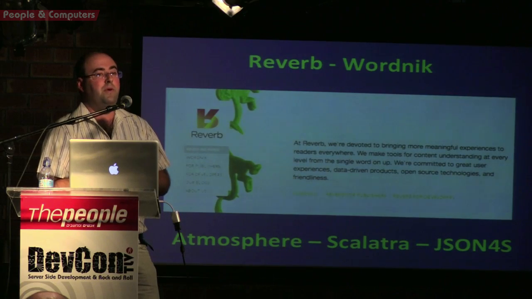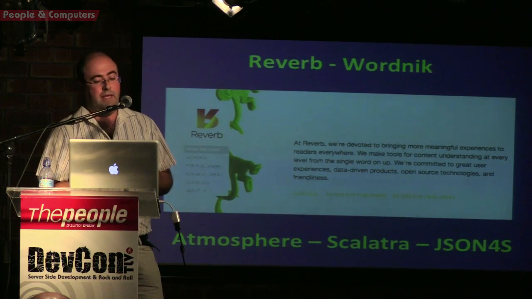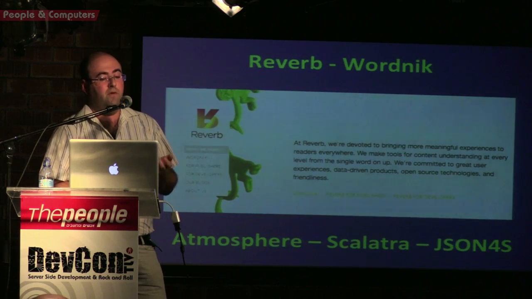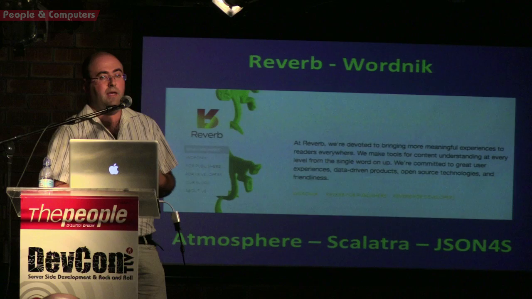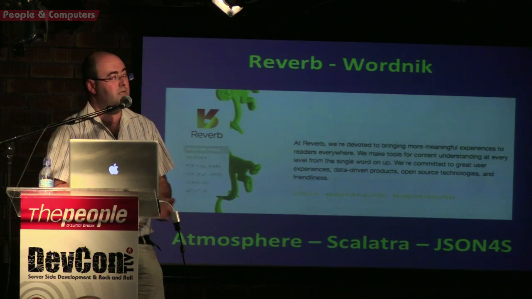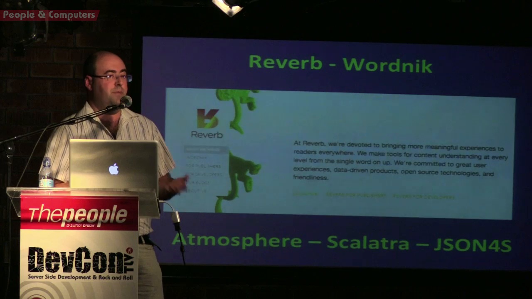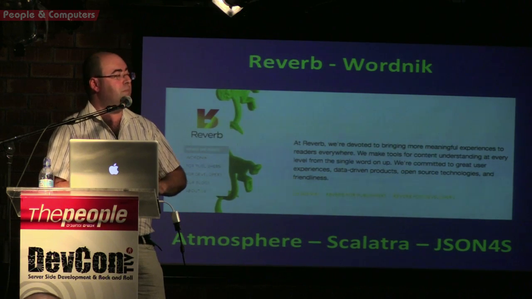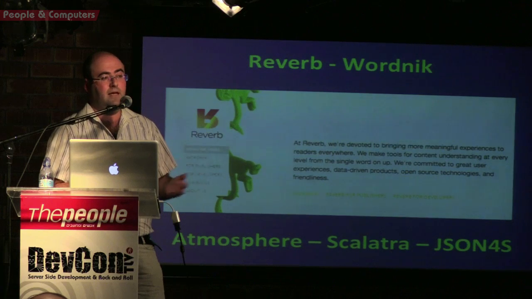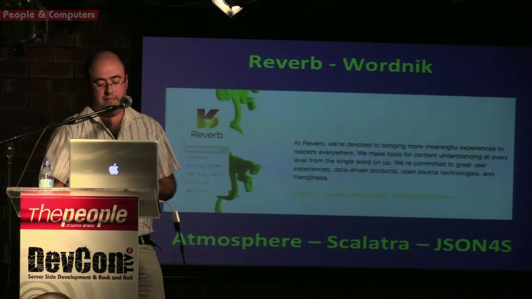Swagger is developed by a company called Reverb, and Reverb makes tools for content understanding. They have an interesting API called Wordnik, and this API provides some information about various words. Reverb implemented Swagger for internal use initially, and then contributed it to open source. Interestingly enough, Reverb also developed other open source projects such as Atmosphere, Scalatra, and JSON4S, very interesting.